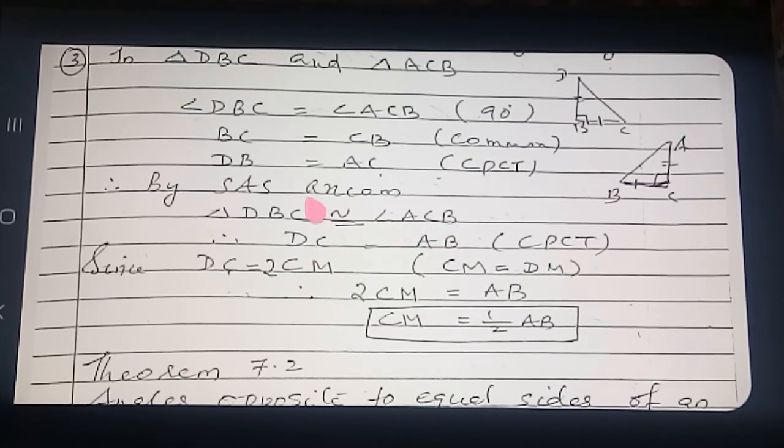Clear? Therefore what you can say here? DC and AB are equal. What's the reason? CPCT, corresponding parts of congruent triangles. But you know DC is equal to what? 2CM. This reason also the teacher told. DC is equal to what you can say? 2CM from the diagram. So in the place of DC you give 2CM. 2CM is equal to AB. Therefore what you can say? CM is equal to AB by 2. That 2 divided here, 2 dividing, the meaning is that we can say that CM is equal to half AB.